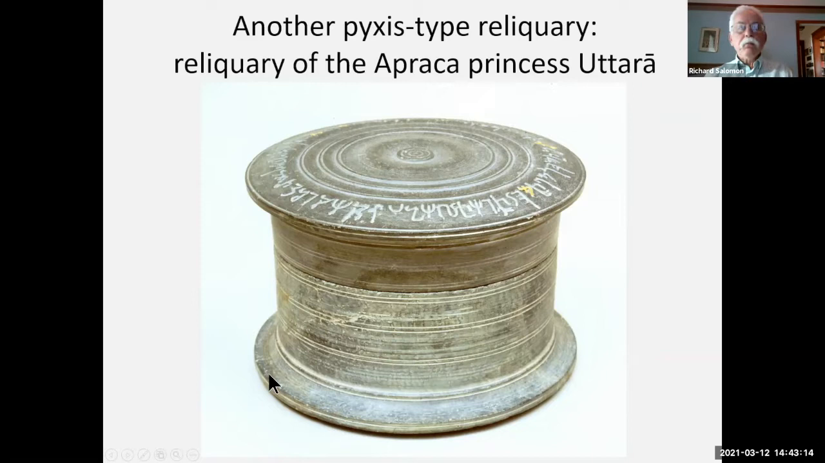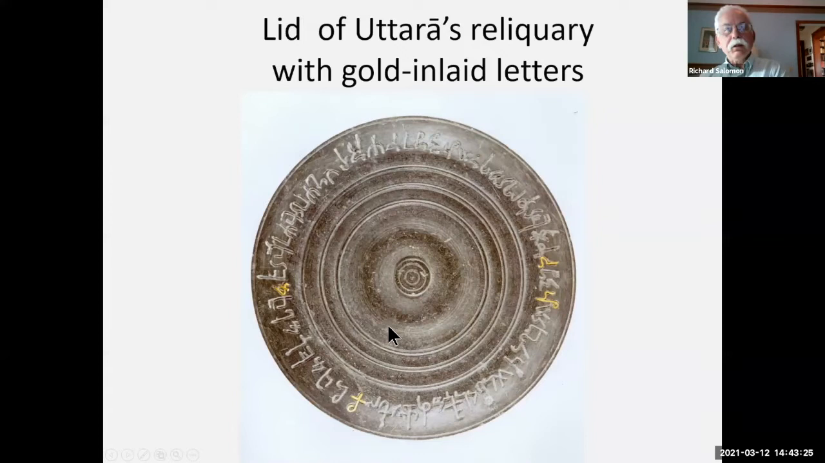And in this case, the inscription was written on the lid, but on the outside of the lid. And there's an interesting peculiarity of the inscription. I mean, it's not the textual, but a physical peculiarity of it. And I don't know, maybe looking at it, you can just guess what it is. It certainly jumps out at me. It involves these four letters, these four syllables, which are inlaid with gold wire.